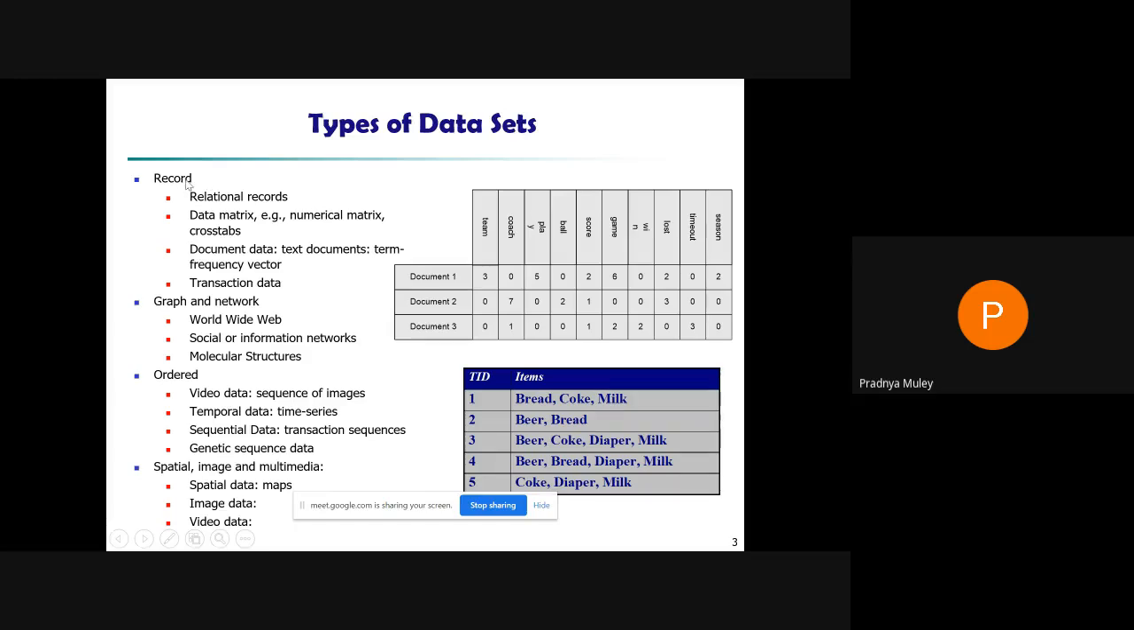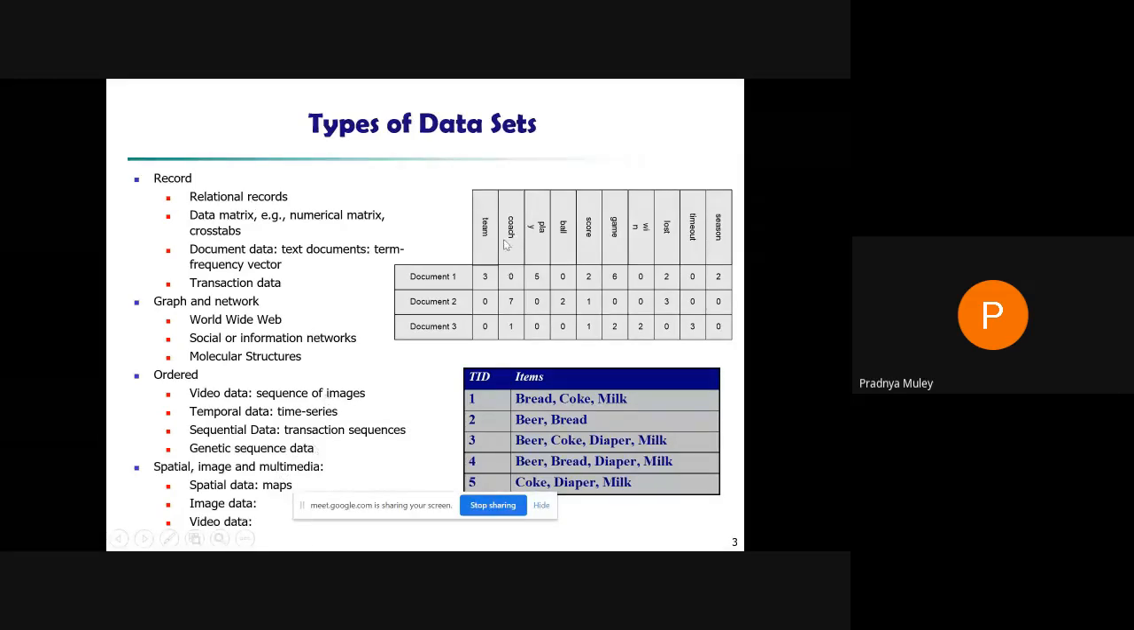Data sets might be records. Data sets might be graph and network. It can be ordered data, for example, video data, temporal data, sequence data, or genetic sequence data. It can be spatial data, image data, multimedia data. So these are all the types of data.